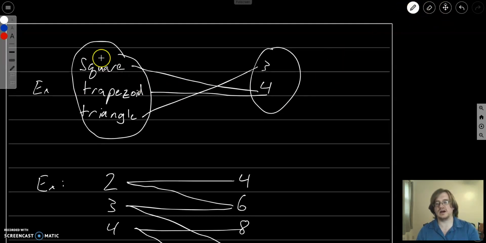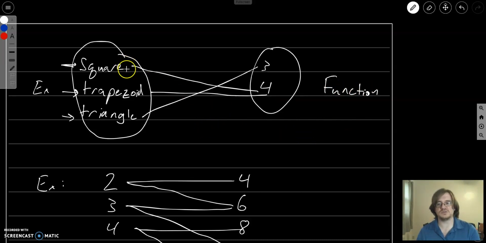So when we look at the domain, we're going to consider each one individually. So let's look at square first. Which values of the range does square correspond to? It only corresponds to 4. So square only corresponds to one element in the range. Trapezoid only corresponds to 4 as well. And triangle only corresponds to 3. So this is what we'll call a function.